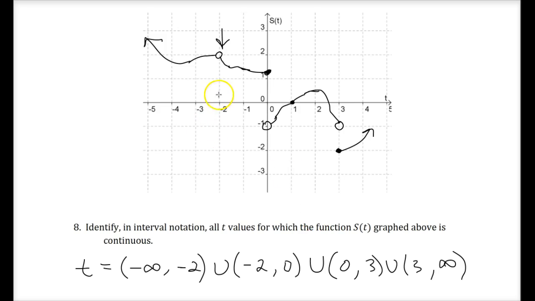But whatever you draw, just know that wherever you have your discontinuities, that is where you need to exclude those particular t values.